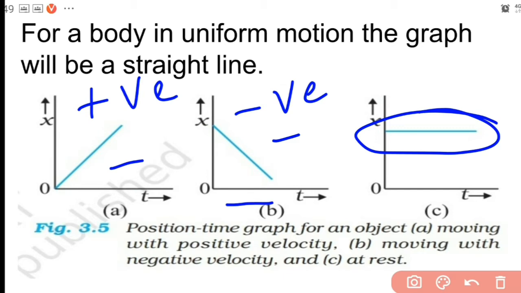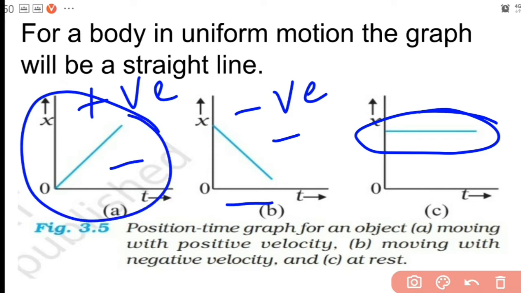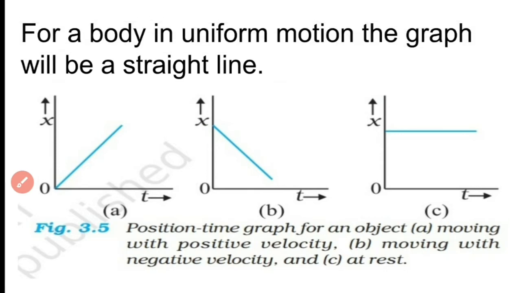That means the position-time graph of a body in uniform motion moving with positive average velocity is like this. This is the graph, positive average velocity. For negative average velocity, the graph is like this. Is that clear? So this diagram shows the position-time graphs of a body in uniform motion, and the graph will be a straight line. If the graph has a positive slope, it means the average velocity is positive, and if the slope is negative, it means the average velocity is negative.